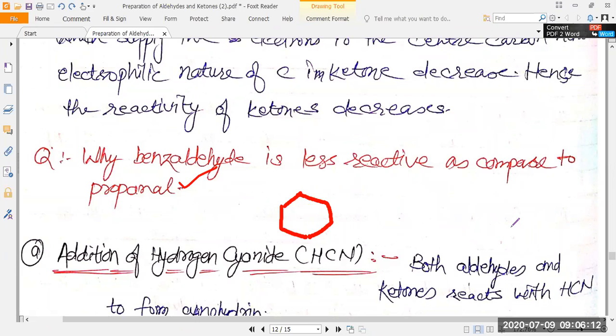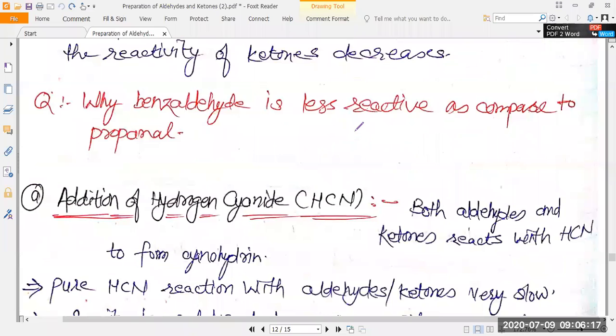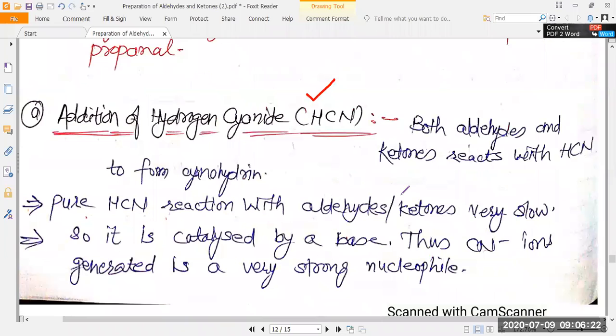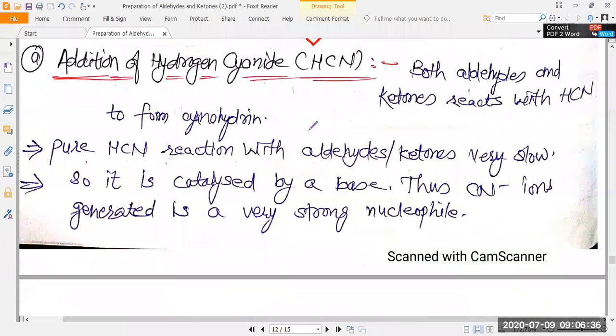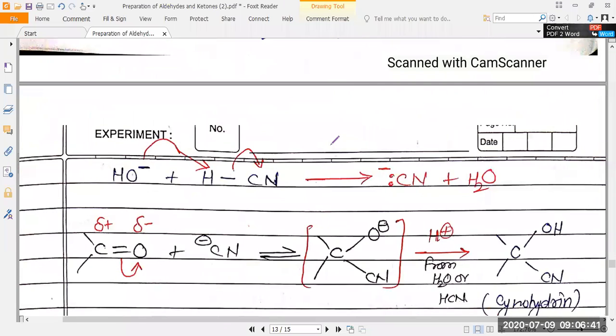Now we are going to discuss the addition of hydrogen cyanide. How does hydrogen cyanide add to both aldehydes and ketones? Both aldehydes and ketones react with hydrogen cyanide to form cyanohydrin. So how is cyanohydrin formed? Let's discuss. Pure HCN reacts with aldehydes. This is the actual nucleophilic addition reaction.